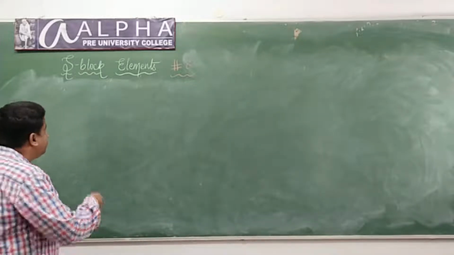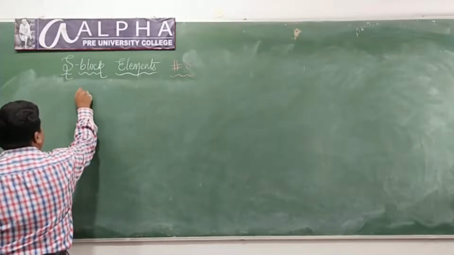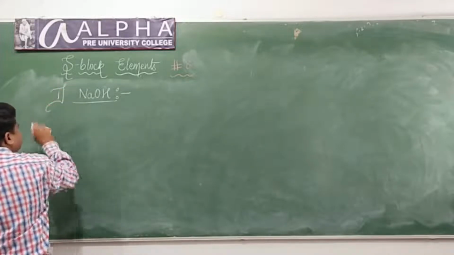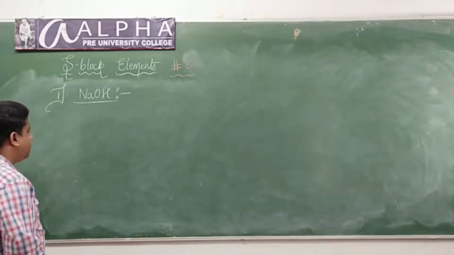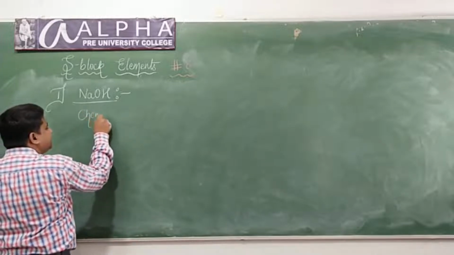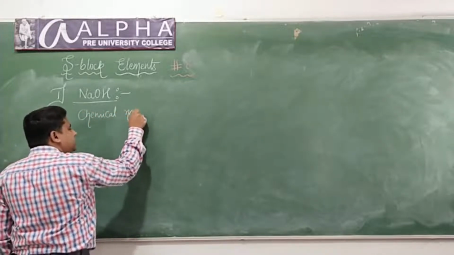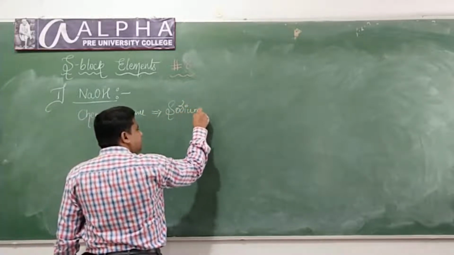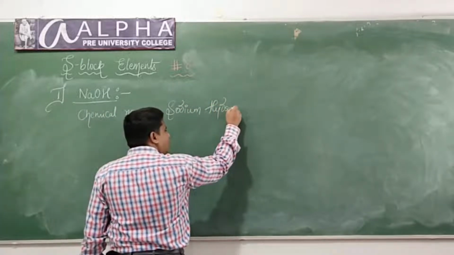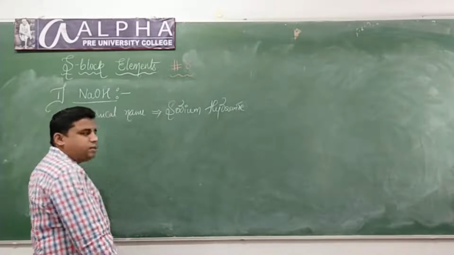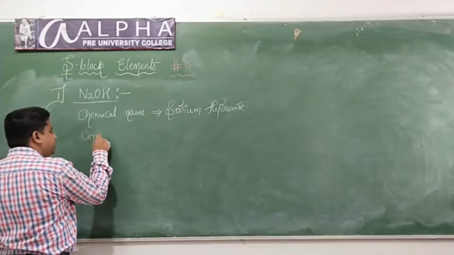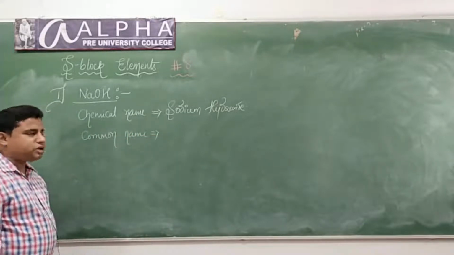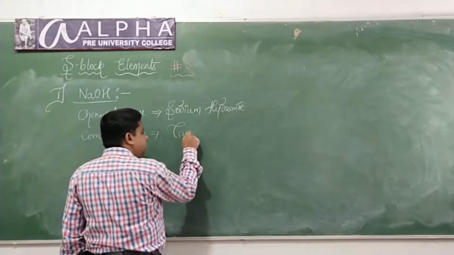Look here. Sodium hydroxide, NaOH, the first compound of sodium. What is the chemical name of this? The chemical name of this compound is sodium hydroxide. But what is the common name of this NaOH? The common name of this compound is caustic soda.